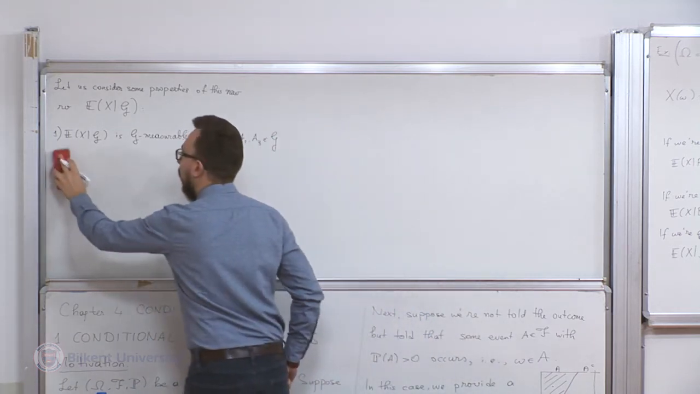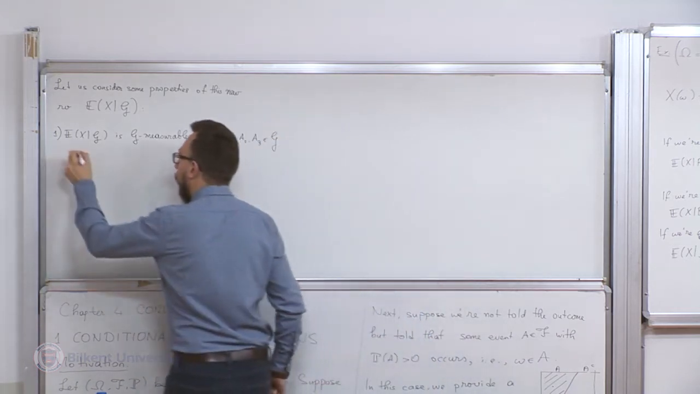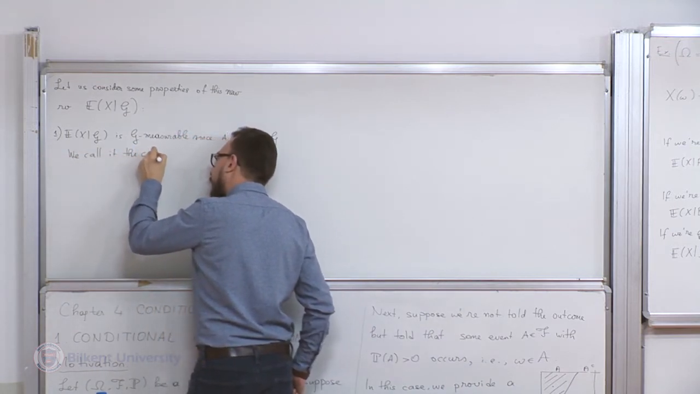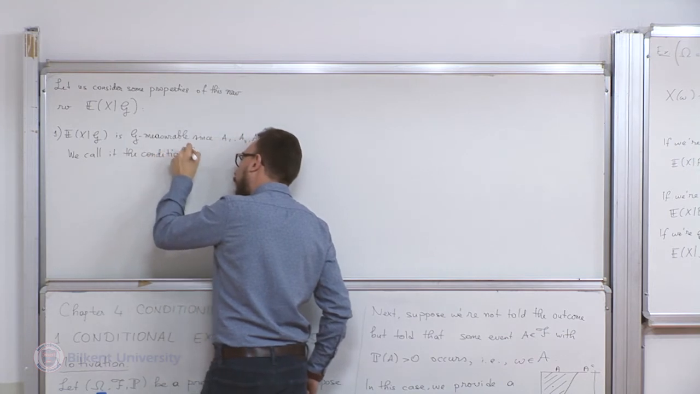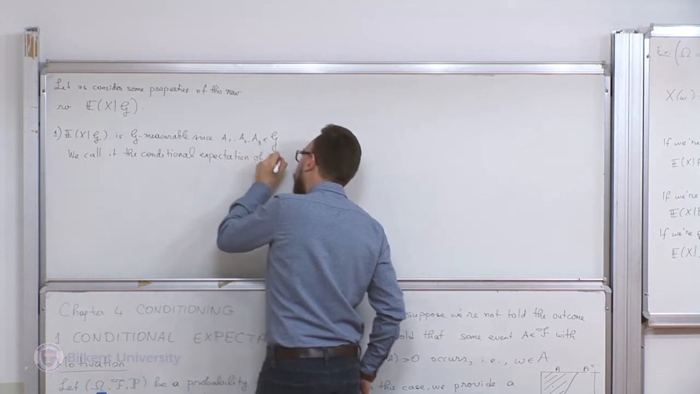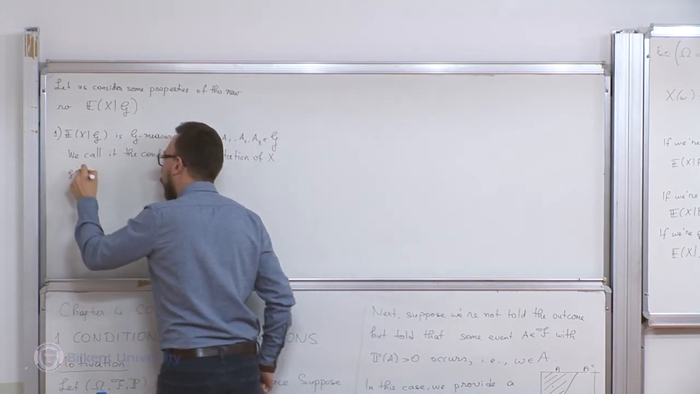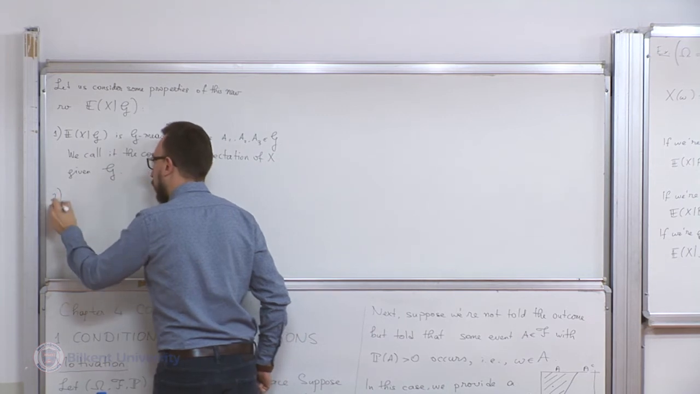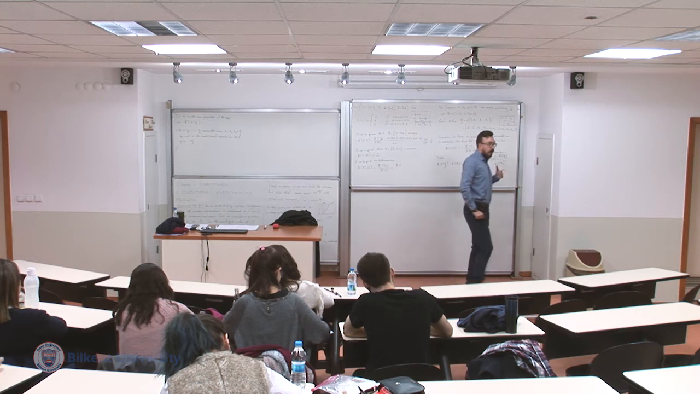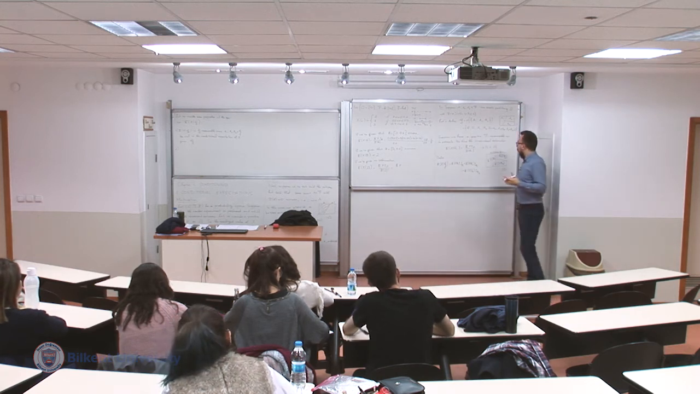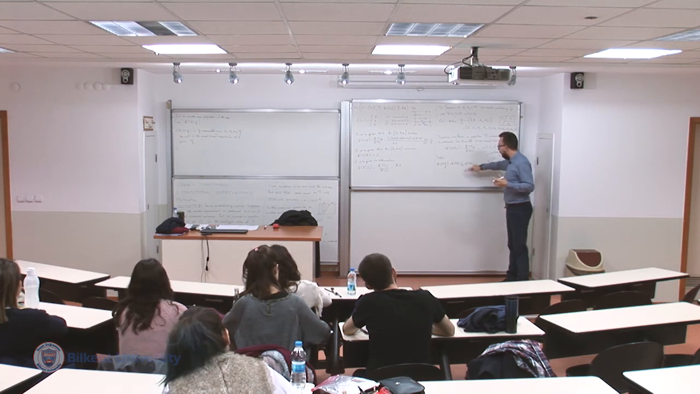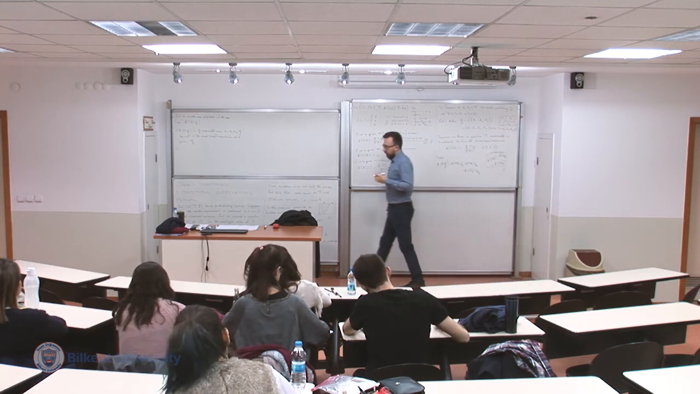Let me also say, we call it the conditional expectation of X given G. Okay, so now conditional expectation given a sigma algebra is a random variable, okay? And it has, in this example, those concrete values. It's a simple positive function.